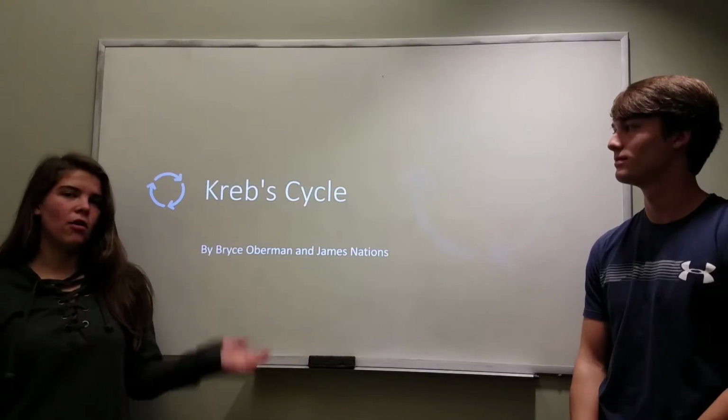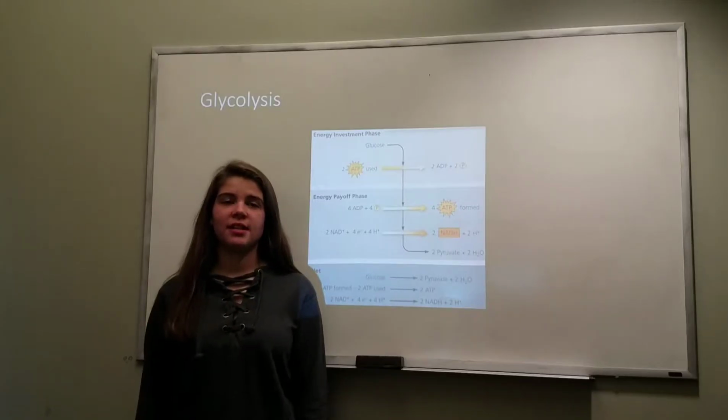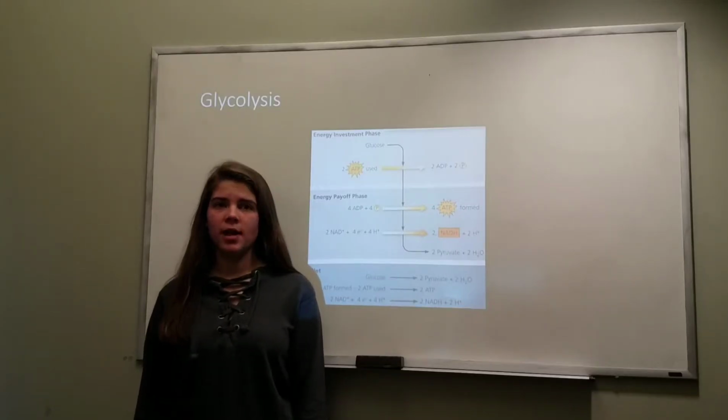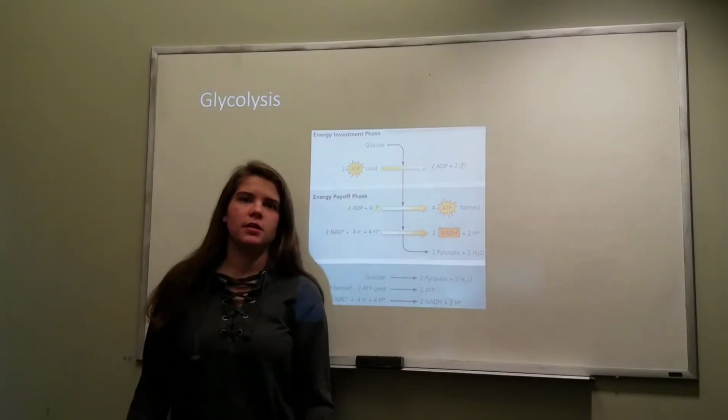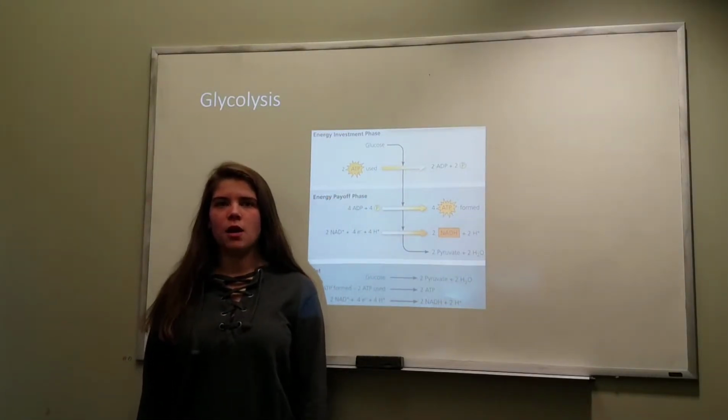Today we're going to be talking about cellular respiration with an emphasis on the Krebs cycle. The first step of cellular respiration is glycolysis. This occurs in the cytoplasm.